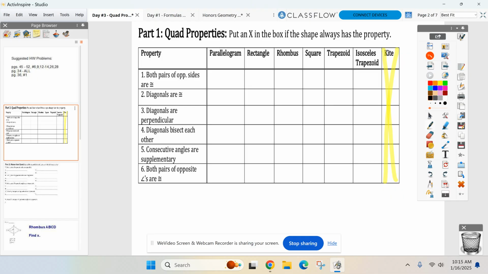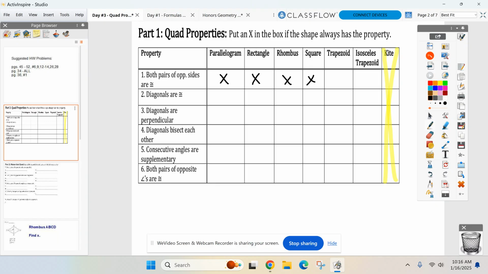So let's go first here. Both pairs of opposite sides are congruent. Everyone ready? Both pairs of opposite sides are congruent. Parallelogram. Yes or no? Yes. So I automatically know if you said yes to parallelogram, you should be saying yes to everything else in that family, which includes rectangle, rhombus, and square. If a parallelogram has it, automatically so do the rectangle, rhombus, and square. How about the trapezoid?